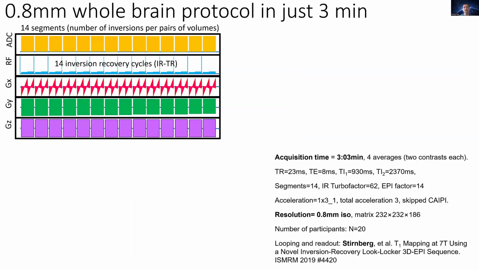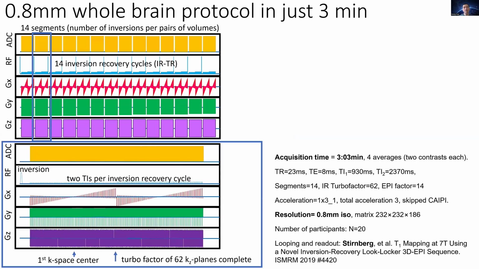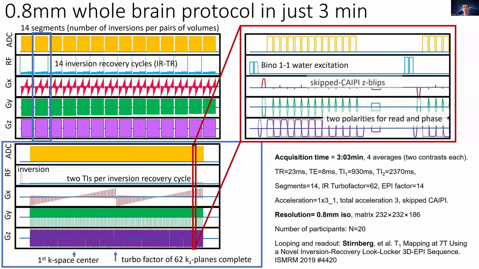Here, we have the complete sequence diagram of the proposed 3-minute protocol. We use 14 segments to fill k-space. With each segment, we have an inversion recovery cycle to get 62 kz partitions of 2 inversion times. And each shot alternates between reverse readout and phase polarity combinations, respectively.